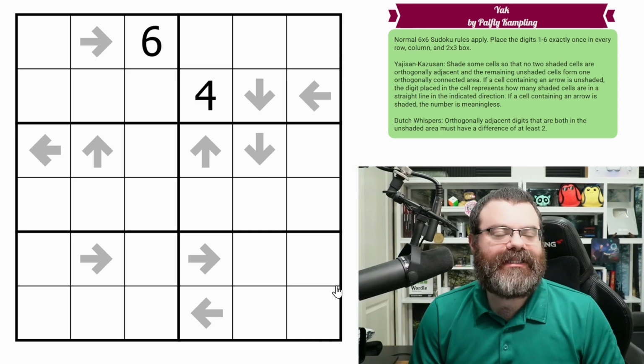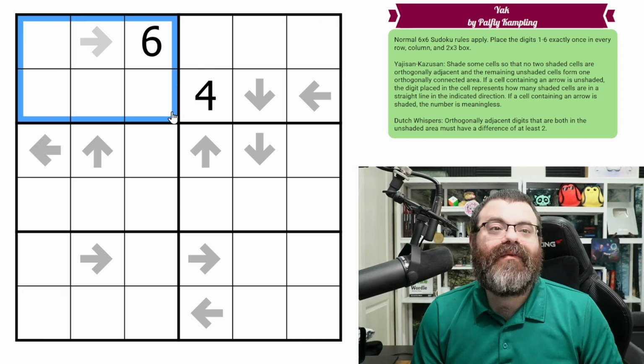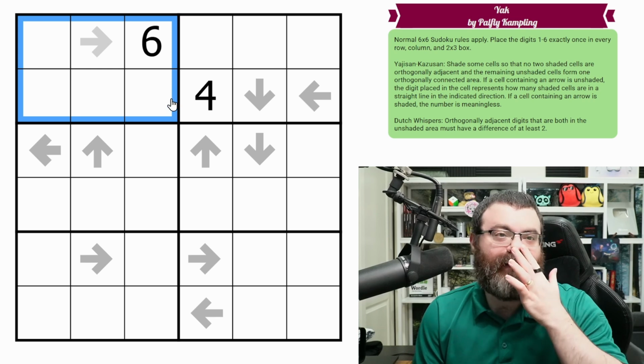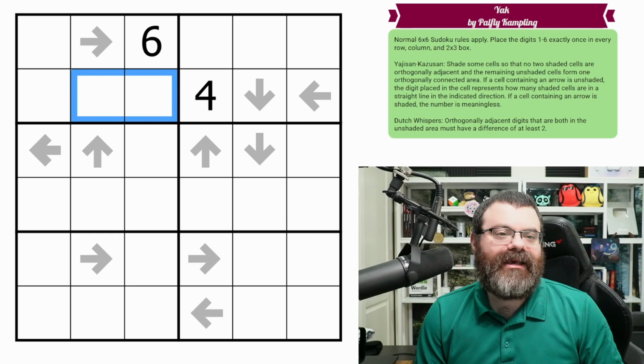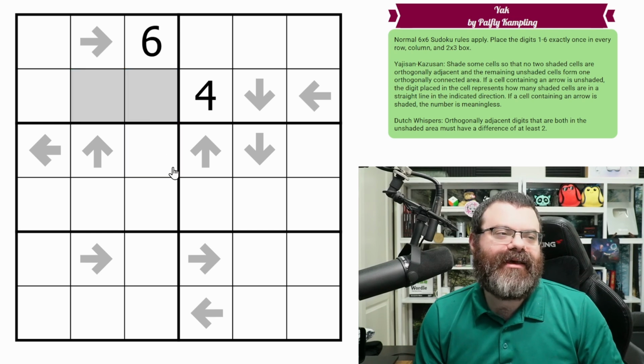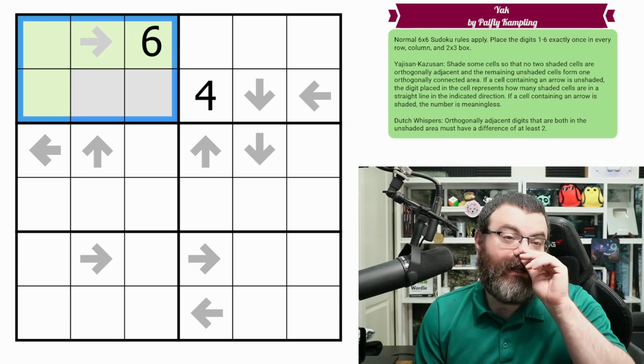We have normal 6x6 Sudoku rules. So in each row, each column, and each 2x3 box, we are placing the digits 1 to 6 exactly once each. We also have Yaji-san, Kazu-san rules. So we're going to be shading some cells. When we shade cells, we gray them. And then we can also mark unshaded cells as green. So like these would be unshaded and these would be shaded in this example.